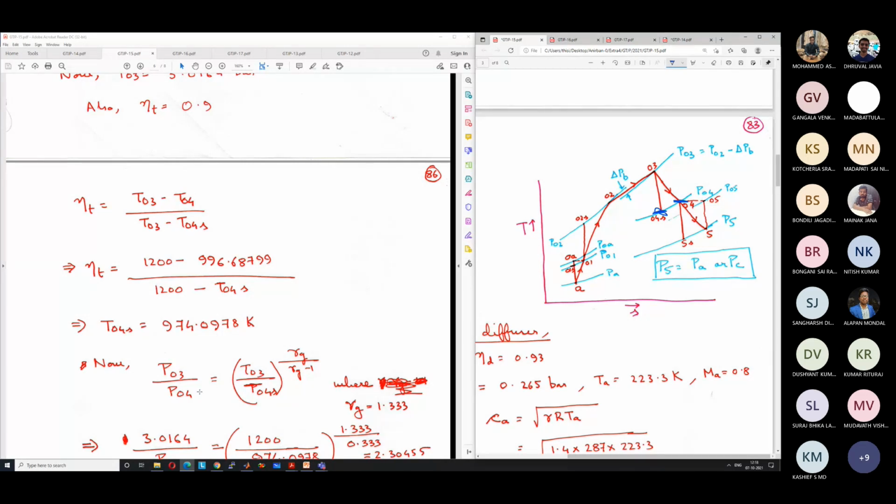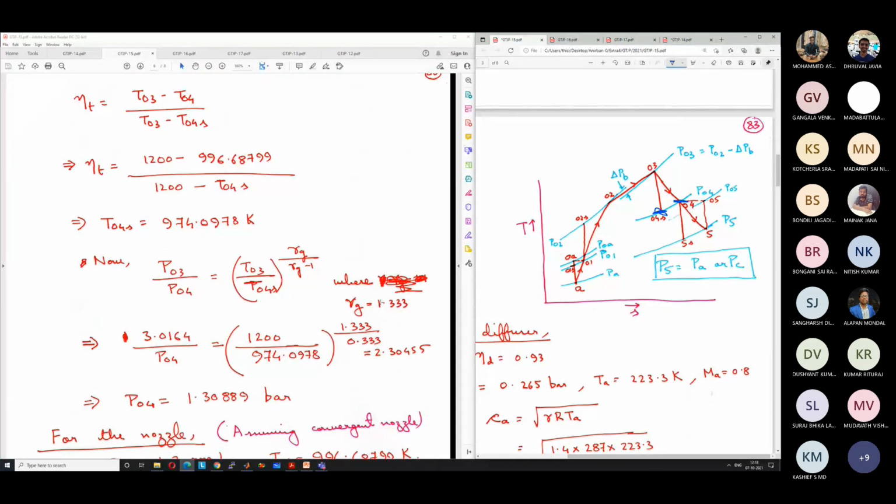So P03 by P04 is T03 by T04S to the power gamma by gamma minus 1. Here we have to take gamma of gas, because now these are the combustion products. We have discussed this previously, how to deal with a real cycle. So for a real cycle here, the gamma should be 1.333, not 1.4. Don't make this mistake in the exam. So with 1.333, all the values are known except P04. So we will find P04 as 1.30889 bar.